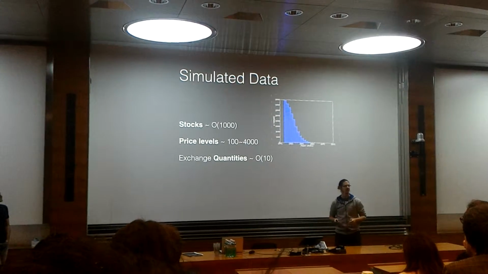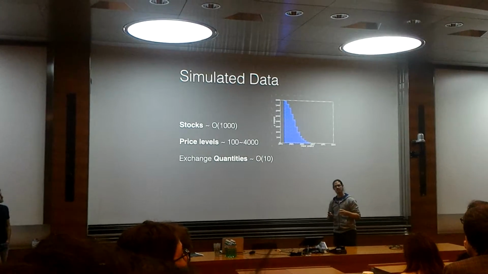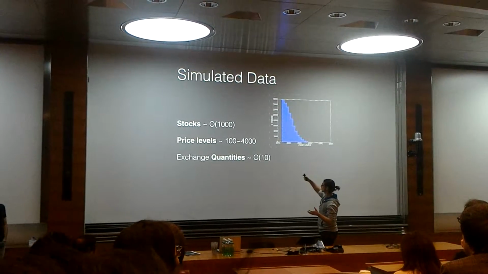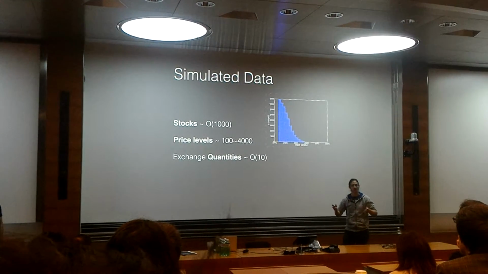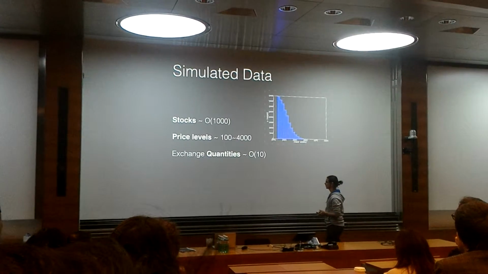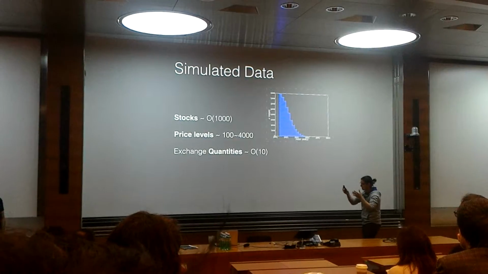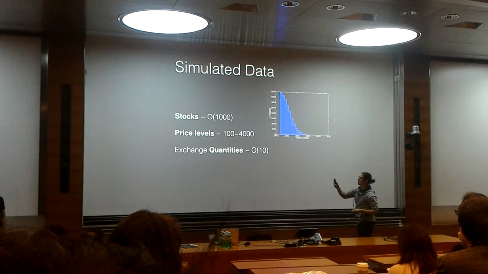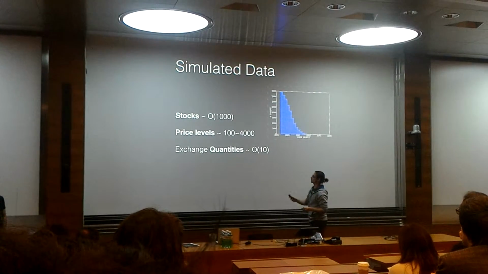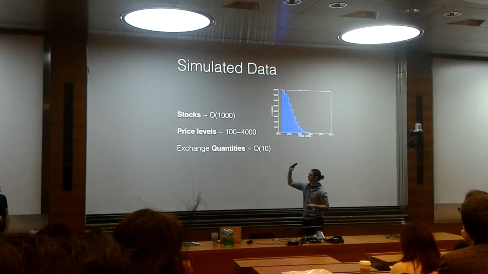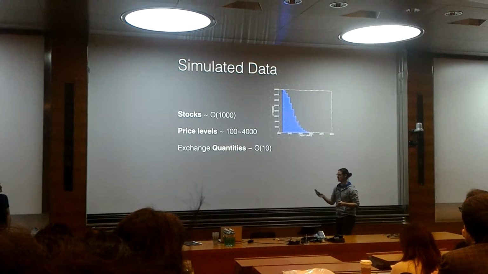And we thought, okay, let's first analyze. We had to generate some input data, so we simulated the data, and then we had basically a matrix that had 3 columns. We have the 3 variables: the stocks, price levels, and exchange quantities.